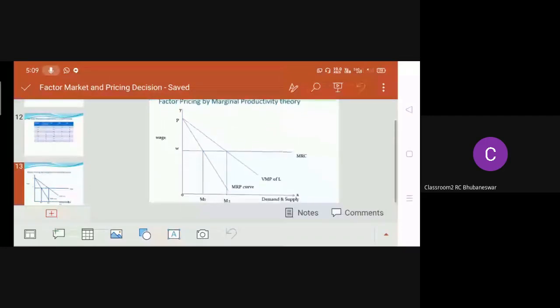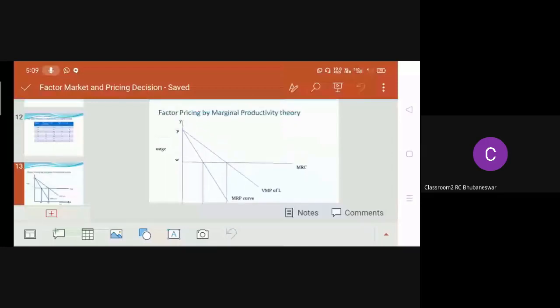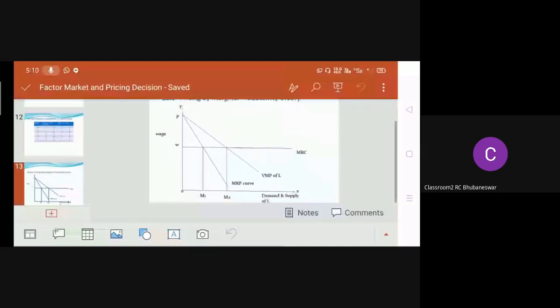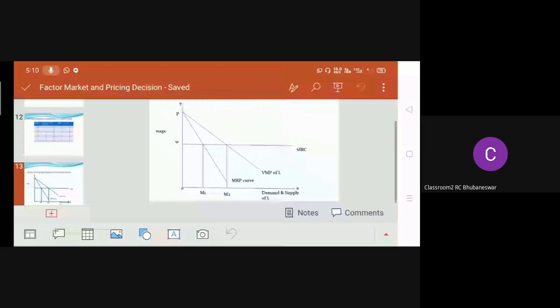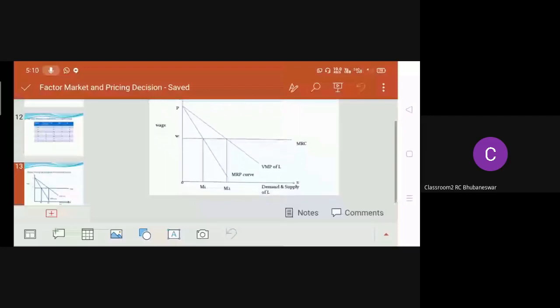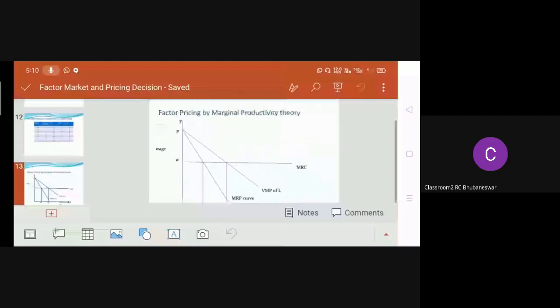A competitive firm will employ OM2, look at this, OM2 number of workers, while a monopolistic firm will stop at OM1.